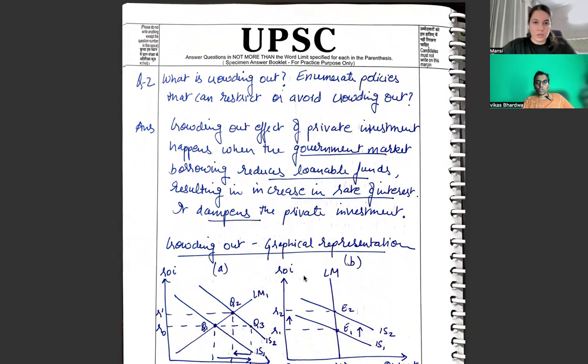Okay, moving on to the second question. What is crowding out? Enumerate policies that can restrict or avoid, I should say, crowding out.